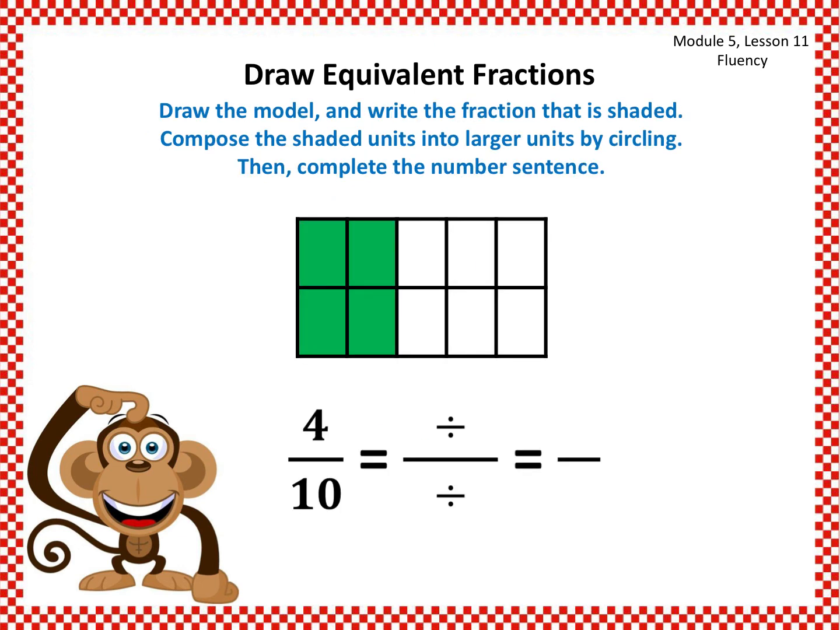All right. Now, this gets a little bit trickier. They've asked us to draw the model for 4/10, which is there, and we have to write the fraction that is shaded. So 4/10 is there, and we need to compose the shaded units into larger units by circling them. My original thought was, what if I divide it this way? But I've run into a problem because I can't finish that, because I need 2 more columns and I don't have them. So that is not going to work for me.